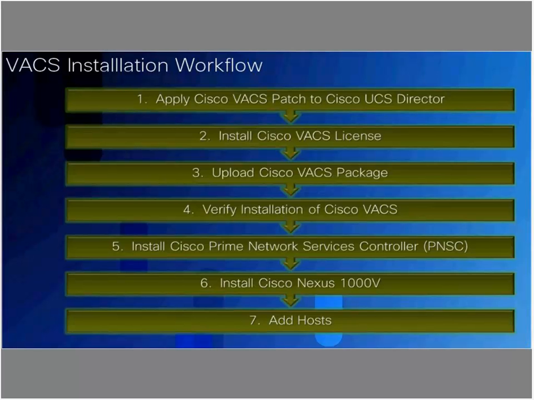Quick steps on how to deploy it, and this is coming from cisco.com/go/VAAS. You have a UCS Director already configured, assuming that you apply a patch so that it supports Cisco vWAAS. You install the vWAAS license, upload the vWAAS package, verify the installation of vWAAS, and then you install PNSC and install Nexus 1000V. You add the host to it, which is coming from that virtual manager, which could be Hyper-V or vCenter.